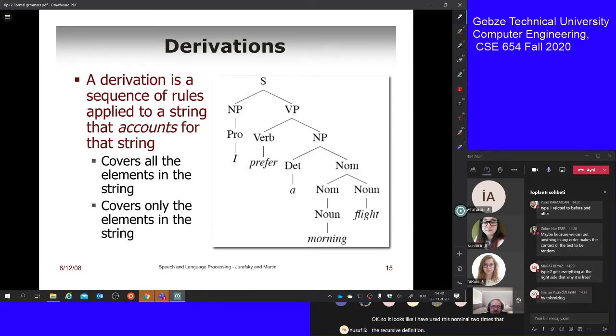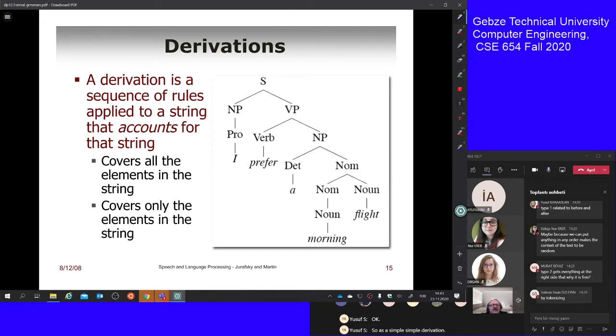And as you see, I have covered all the elements in the string. 1, 2, 3, 4, 5 words in my sentence, and all of them are covered. And I covered only the elements in the string. So that means that I have a successful parse tree of this sentence using these context-free rules. So it's a simple derivation.